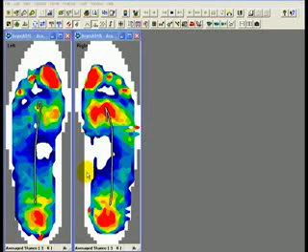You can also see just in the area of contact, the midfoot on the left foot, there's a lot more contact versus this empty space here on the right foot.